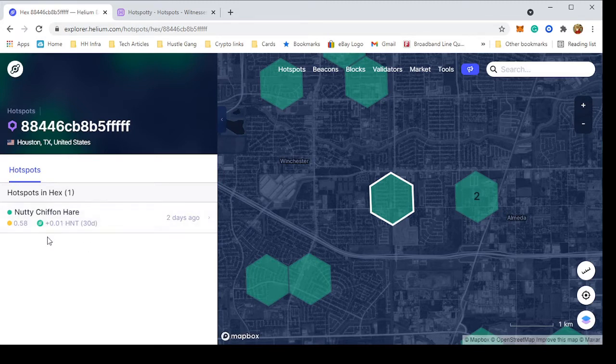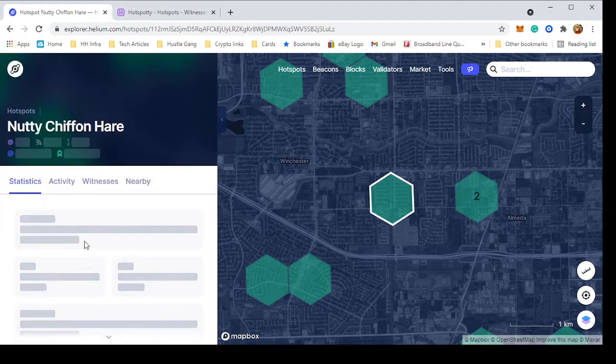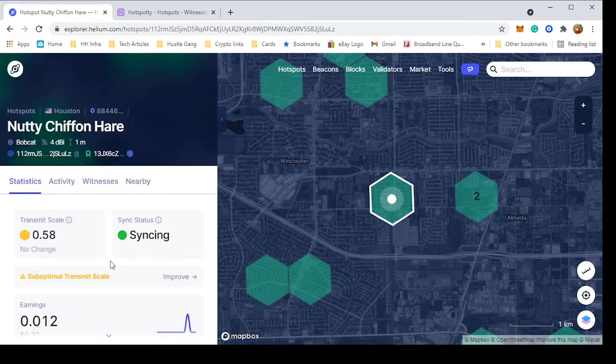So as you can see, we already got 0.01 HNT. So let's take a deeper look into this one. As you can see, this one is still syncing. I plugged this one up on Sunday. So like I said, today's Tuesday. The other one I plugged in on Thursday, it just now got fully synced today. So the Bobcats take a little longer. It can take, I think, two to four days for these devices to sync.